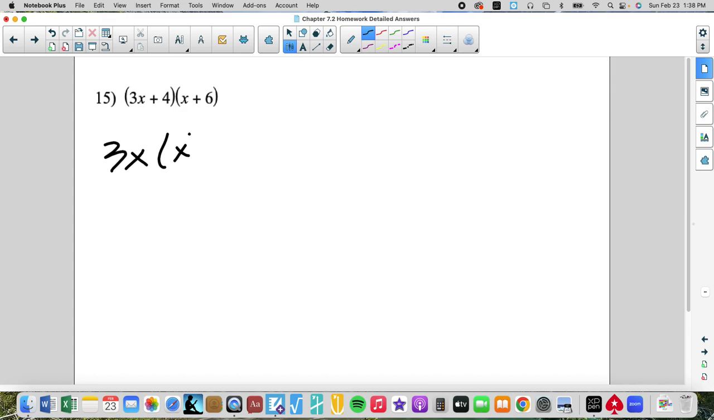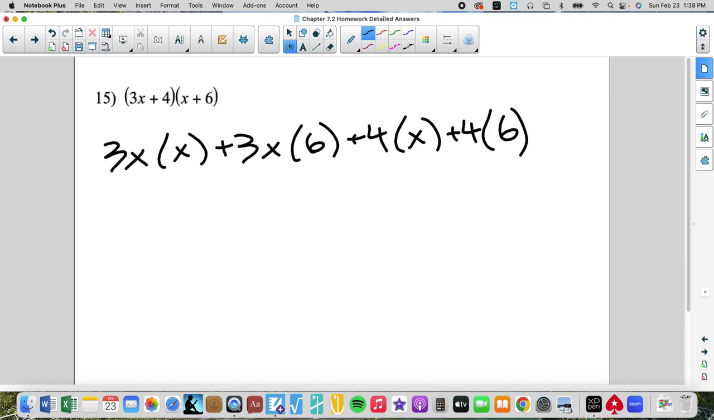3x times x plus 3x times 6 plus 4 times x plus 4 times 6. If you need to draw these lines and write it out, do the 3x times x and then the 3x times 6, and then draw this out and write 4 times x, 4 times 6, do that. Take your time. Make sure you're distributing correctly.